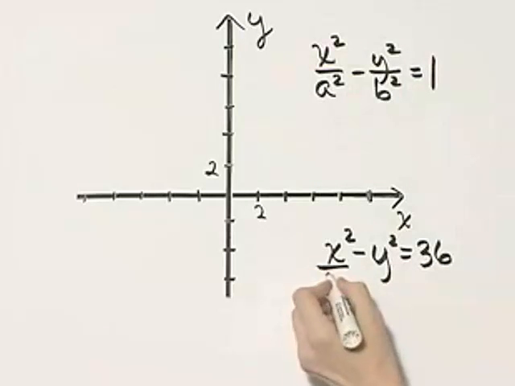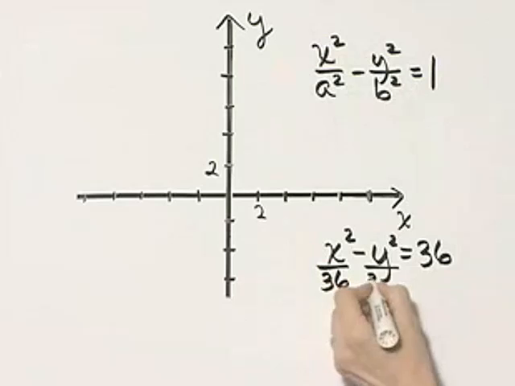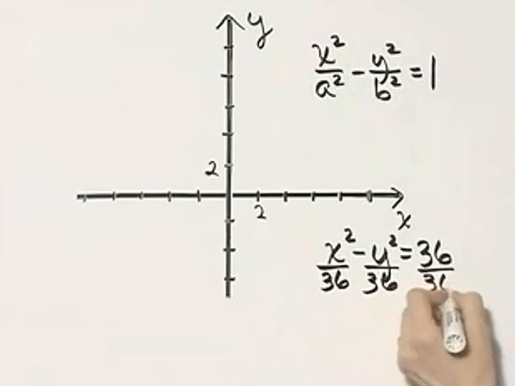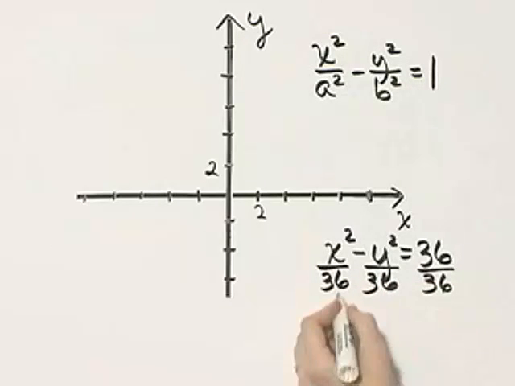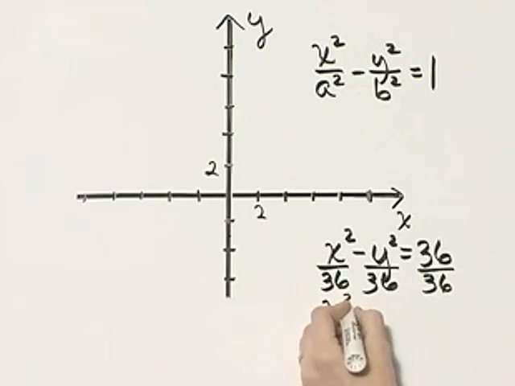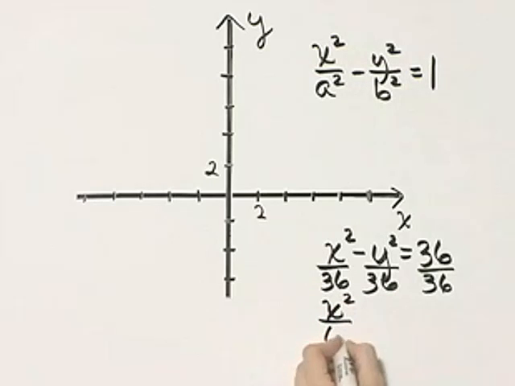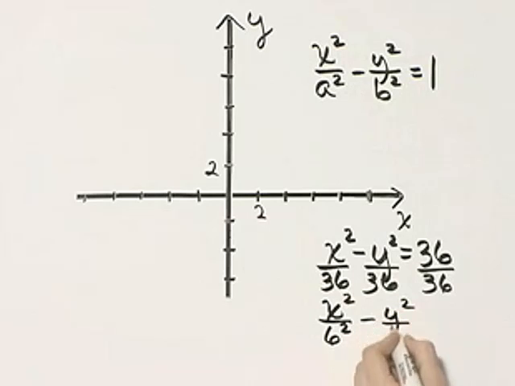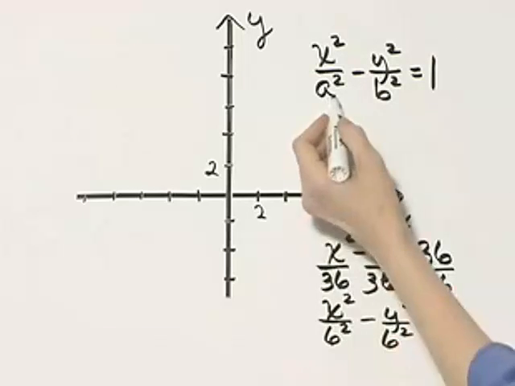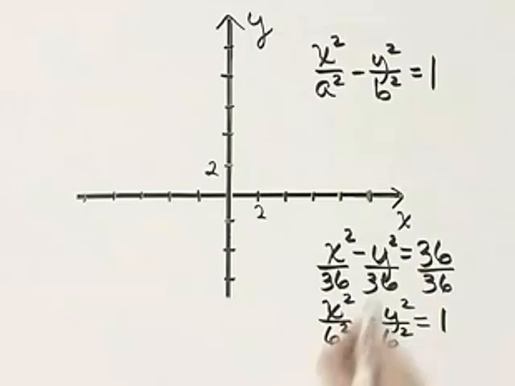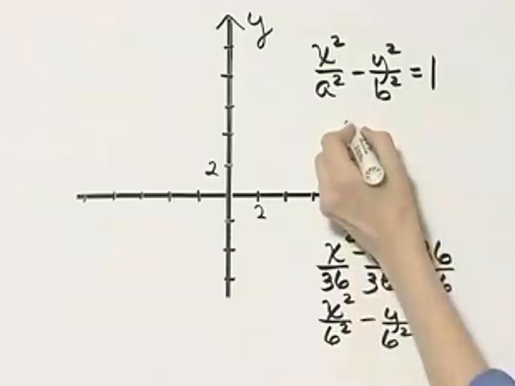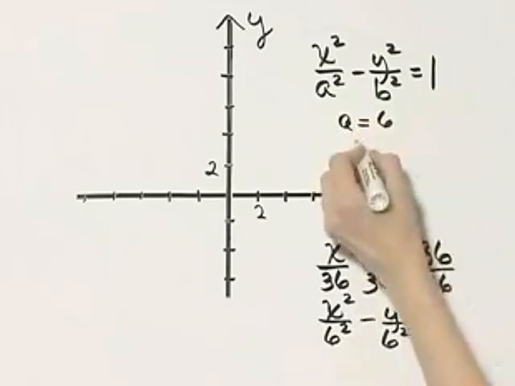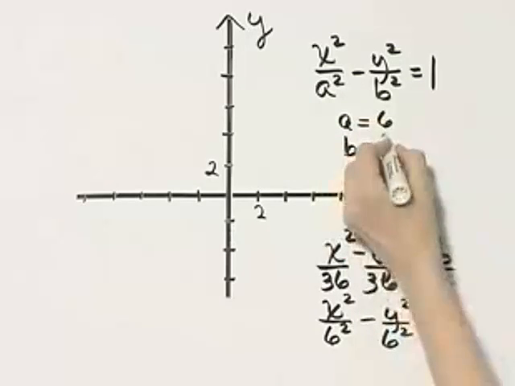I'll divide the first term by 36, the second term by 36, and this last term by 36. Notice what we have then. We'll have x squared over, I'll write 36 as 6 squared, minus y squared over, it just happens to be 6 squared again, is equal to 1. Now notice then a is 6 and b is 6 in my particular equation.